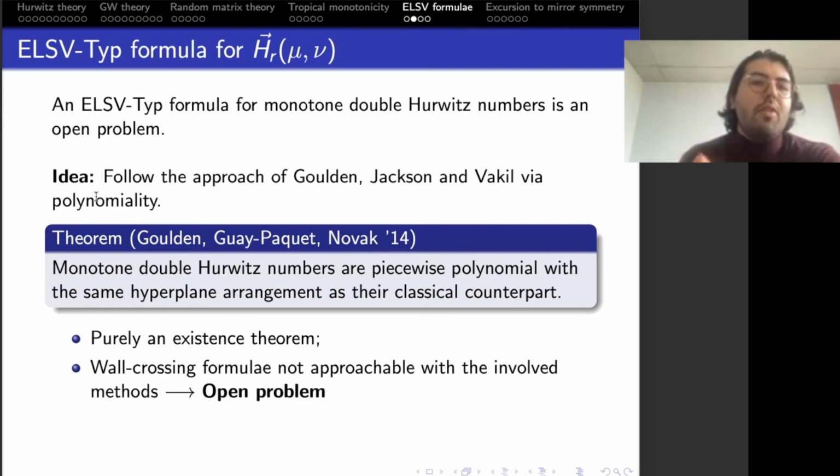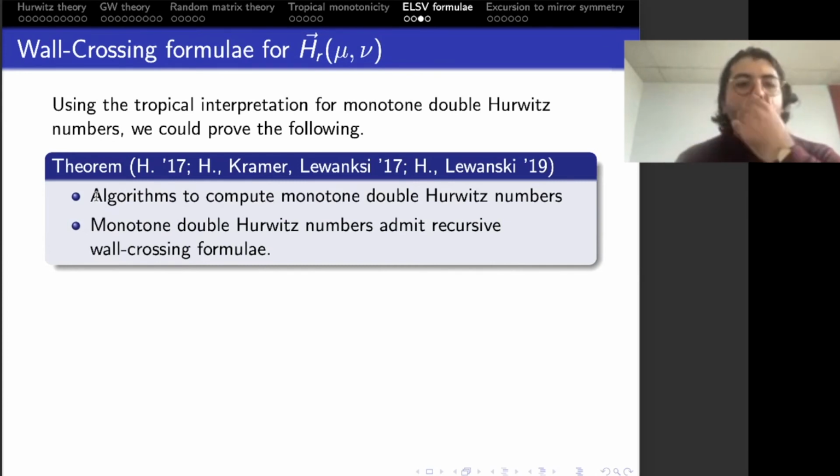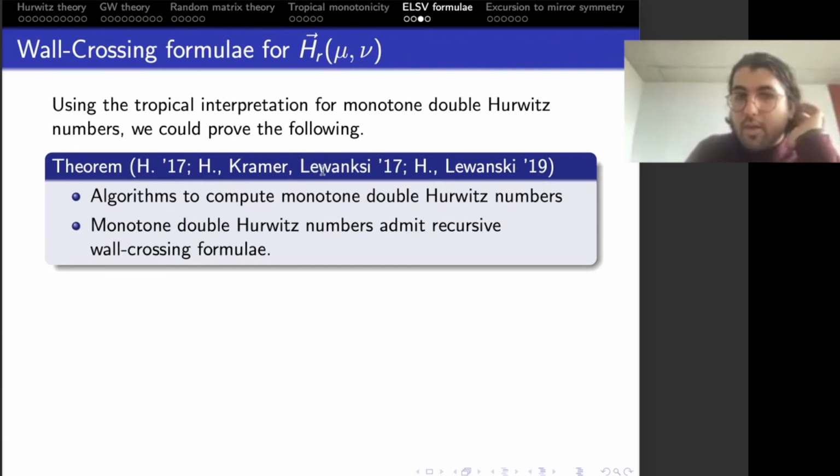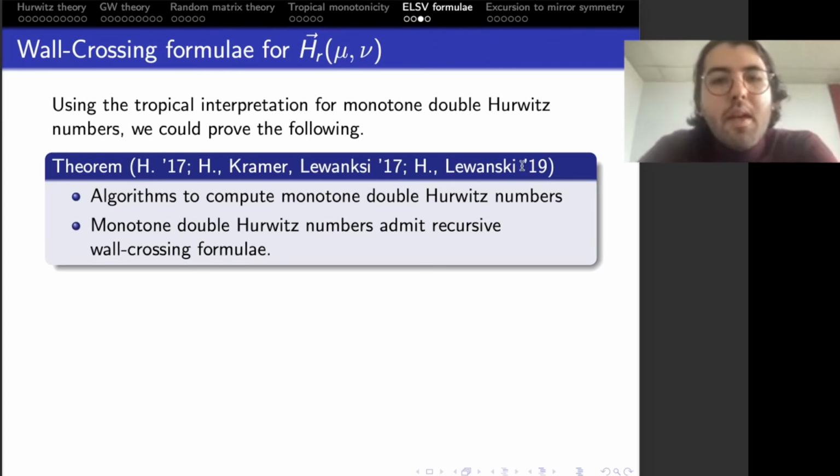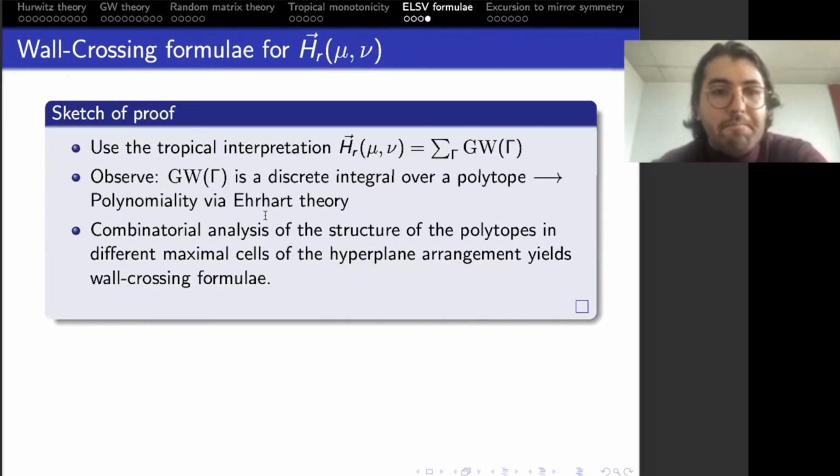These are the two problems with the theorem that we wanted to solve in our work. Using the tropical geometry interpretation for monotone double Hurwitz numbers via these relative Gromov-Witten invariants that I showed earlier, we proved the following theorem in a series of works: one single-authored, one paper with Reinier Kramer and Danilo Lewanski, and lastly in 2019 a paper with Danilo Lewanski. First, we derived algorithms to compute monotone double Hurwitz numbers. Then, using this structure, we also showed that monotone double Hurwitz numbers admit recursive wall-crossing formulae.